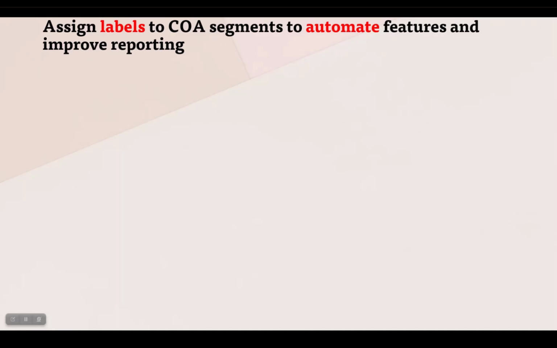Assign labels to chart of account segments to automate features and improve reporting. There are balancing segment values. The system automatically balances accounting journals by BSV, the balancing segment values. So for labels, it's very important to assign at least two labels, as we said before: the balancing segment and the natural accounting segment. For the others, like the feature label, intercompany label, and cost center label, it's up to you, but at least you have to assign the BSV and natural account segment.